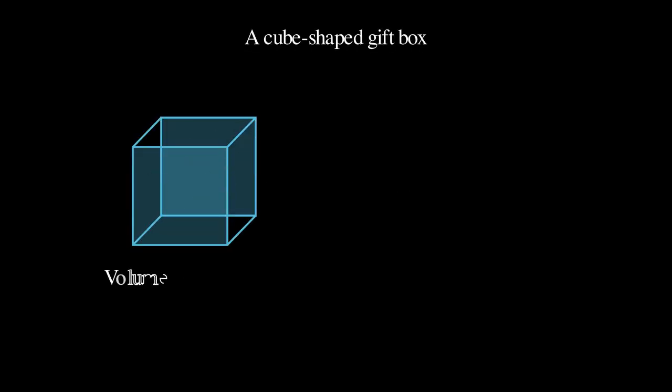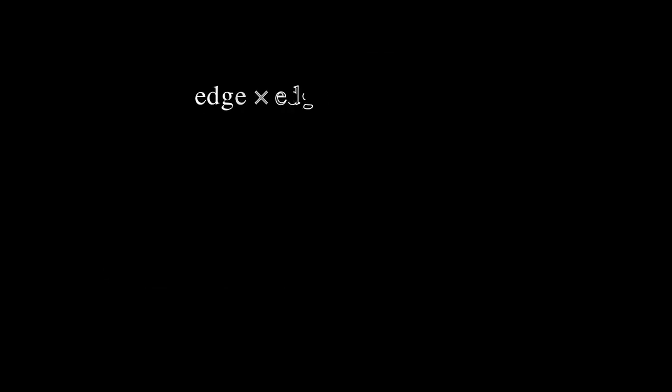A cube-shaped gift box has a volume of 512 cubic inches. Find the length of each edge. We need the number that multiplied by itself twice more gives 512. Let's test round numbers and narrow the gap.